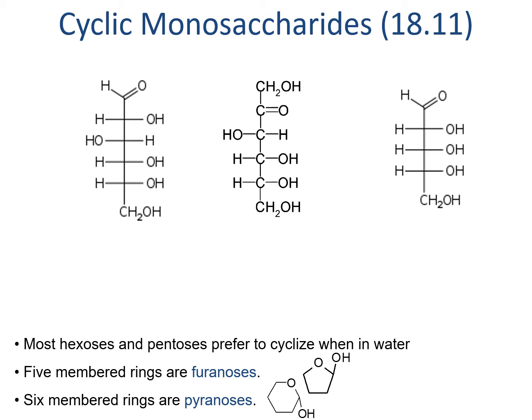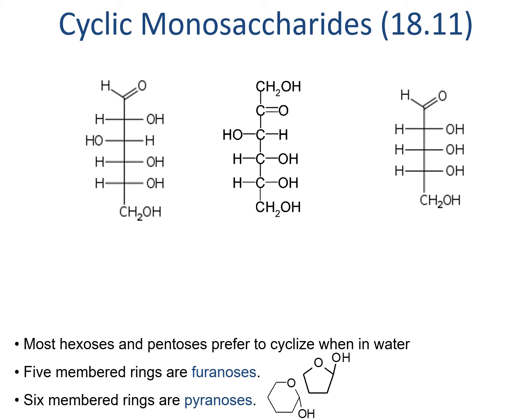We always will draw furanoses in the same orientation. The oxygen is going to be on the top of that pentagon, and the hemiacetal carbon is always going to be immediately clockwise from the oxygen. We also draw pyranoses the same way every time. The oxygen will be on the top right of the hexagon, and the hemiacetal will be immediately clockwise from the oxygen.